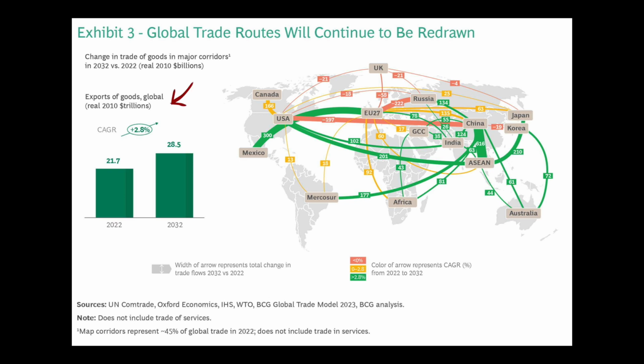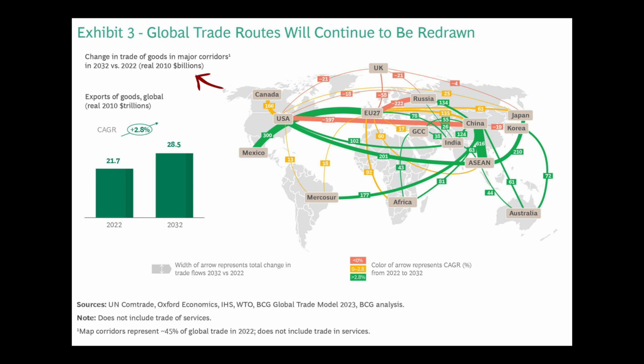So the left-hand side says it's about exports of goods globally in real dollars that are pegged back to 2010. And so it says that in 2022, that export amount was 21.7 trillion, and then in 2032, it will be 28.5. And so that gives you a CAGR, or compound annual growth rate, of 2.8%. However, the right-hand side, it's kind of hard to link it to this left-hand side. I'm actually not very clear how the two link together.